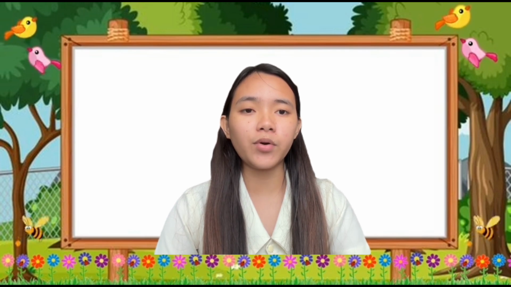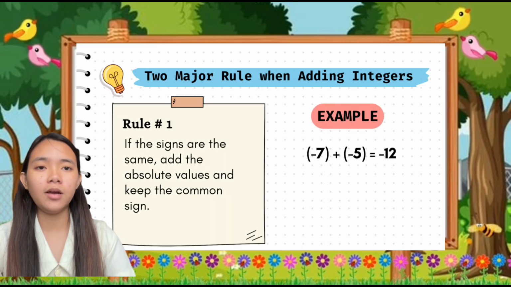This is very important because when we add or subtract integers, we're essentially moving back and forth along this line. Class, there are two major rules when adding integers. Let's write them down. First, if the signs are the same, add the absolute values and keep the common sign. For example, negative 7 plus negative 5 equals negative 12. Why? Because they're both negative, you're combining two losses.